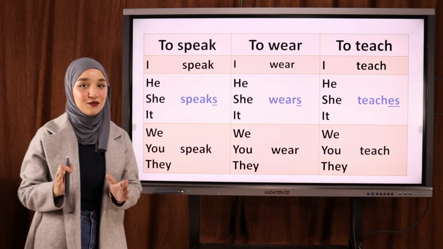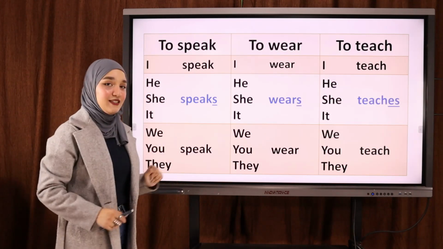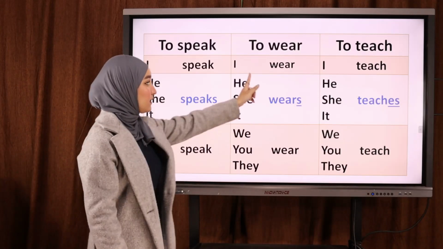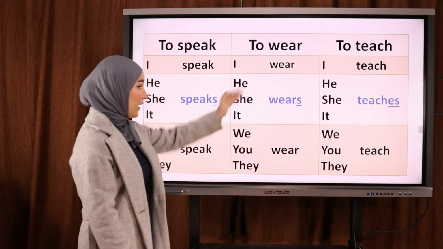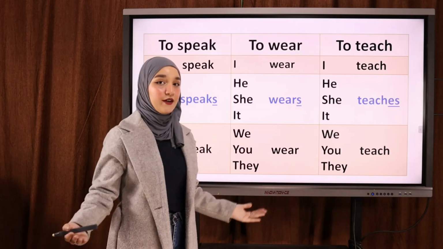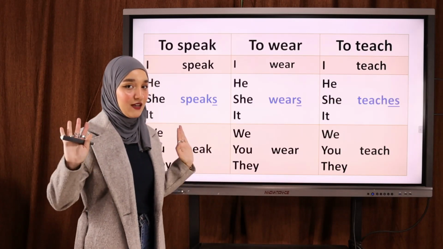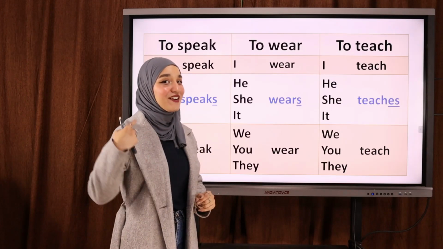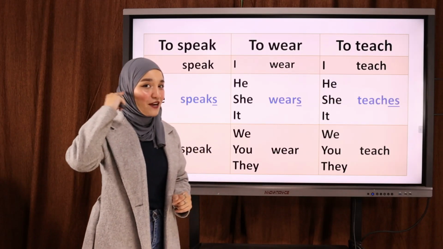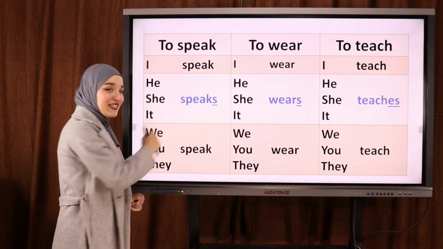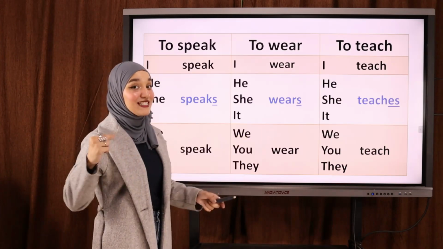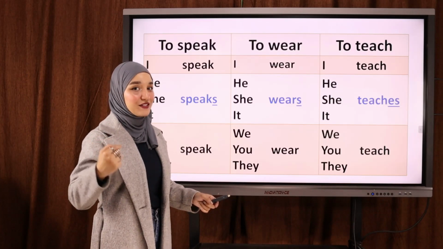Okay, so stay tuned. Now, he, she, it speaks. We, you, they speak. Okay? Same thing with the verb wear. I wear. We, you, they wear. Nothing changed. لم يتغير شيء, okay? He, she, it wears. If you listen carefully here, it's not like speaks. Speaks with S. But wears, I have a Z sound in the end. Wears, okay?